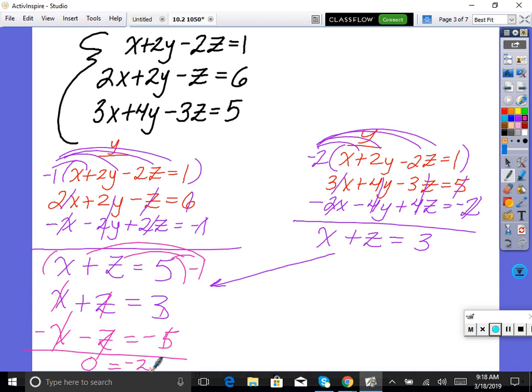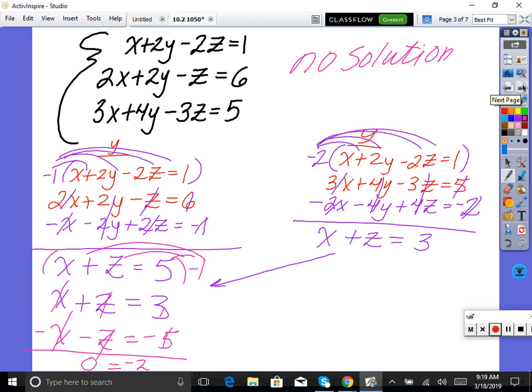Does 0 equal -2? No, therefore you can't continue to solve because you got to the no solution point. So no solution. That's just what you would write. You would not be able to continue solving. If variables cancel out and you have a not true statement, no solution.